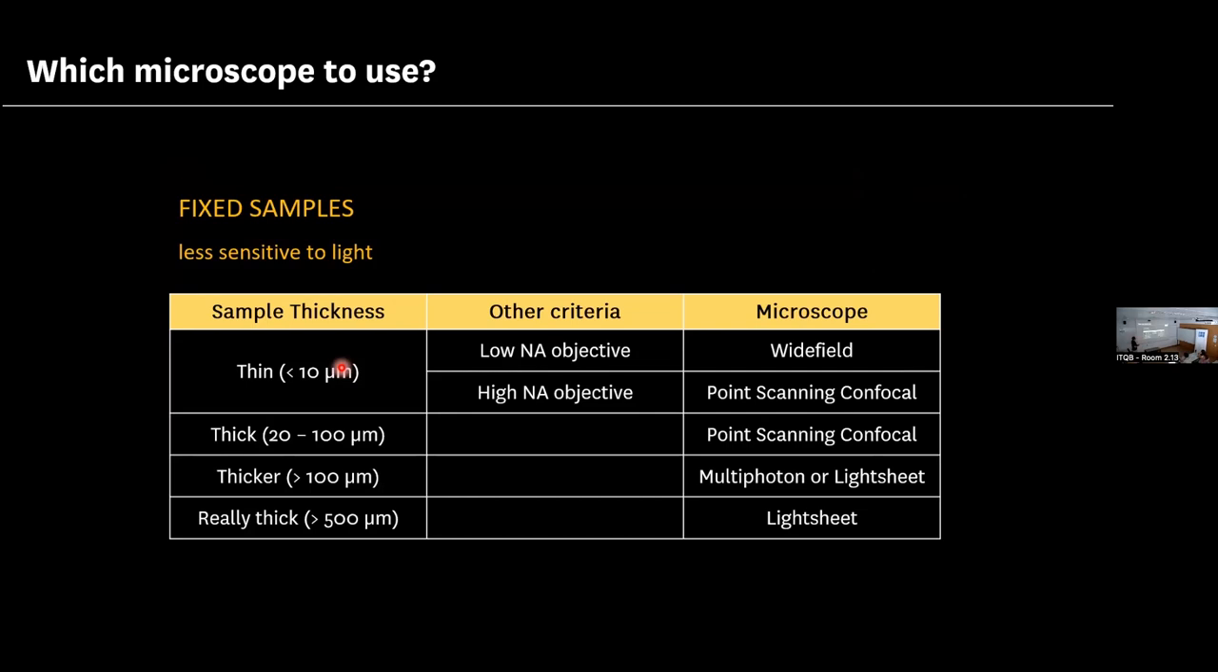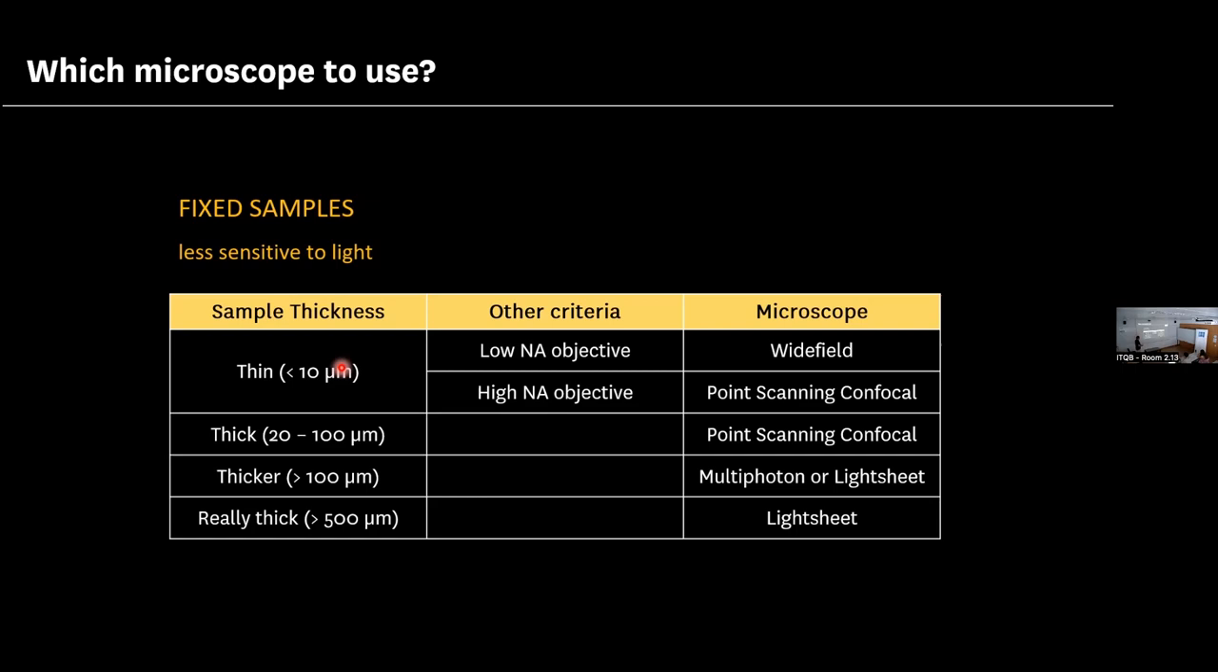This is just highlighting some help for choosing the right microscope depending on your sample. If you have a fixed sample, if it's not live, you don't need a lot of temporal resolution, you can image fast. You probably stain them with very bright dyes that also have anti-fading reagents in the medium, so they will not photobleach as fast.